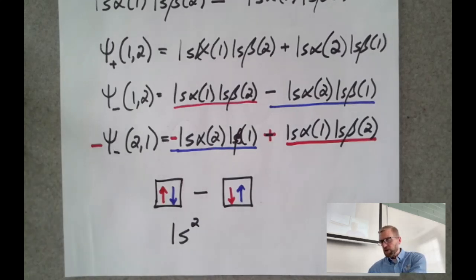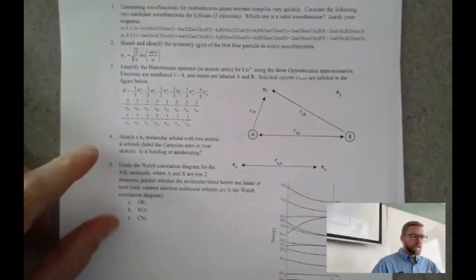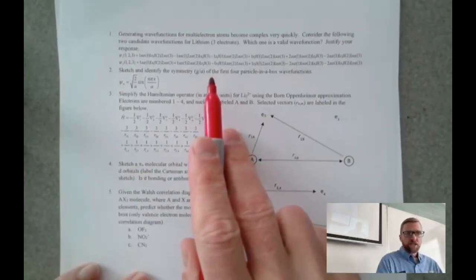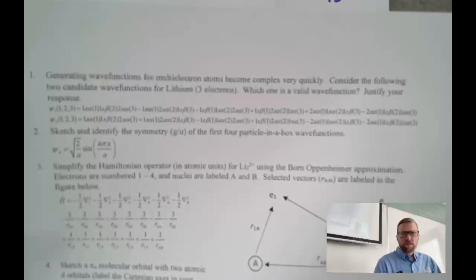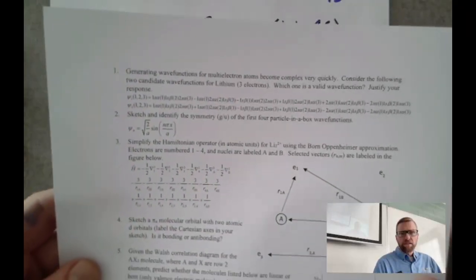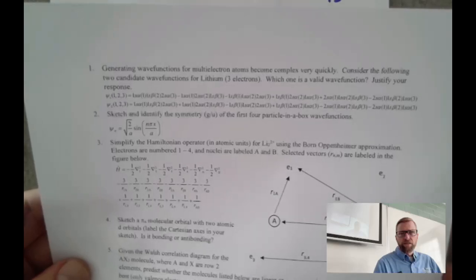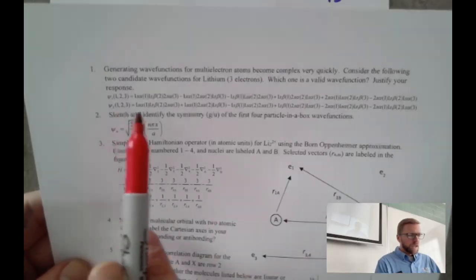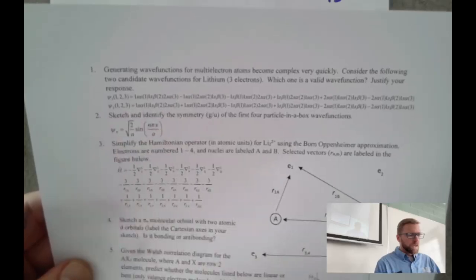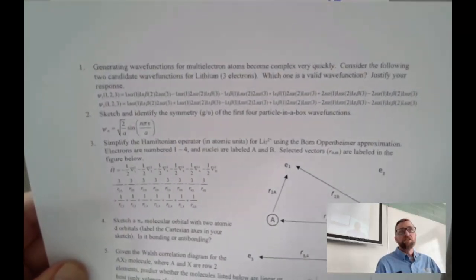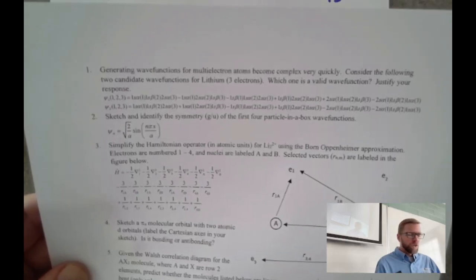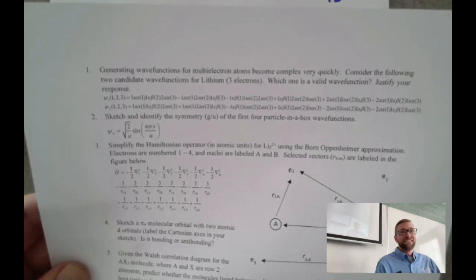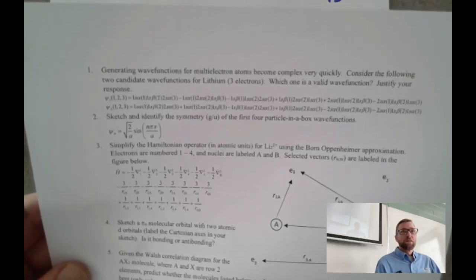Now, in your homework, let me just go back to your homework. Question number 1 says, here are 2 candidate wave functions. Man, it's not in focus. Okay, 2 candidate wave functions. You've got these. There's 3 electrons, so it's kind of complex. One of these wave functions is valid. The other is not. Do you have to figure out the negative sign? So you have to figure out which one is valid and which one is not.